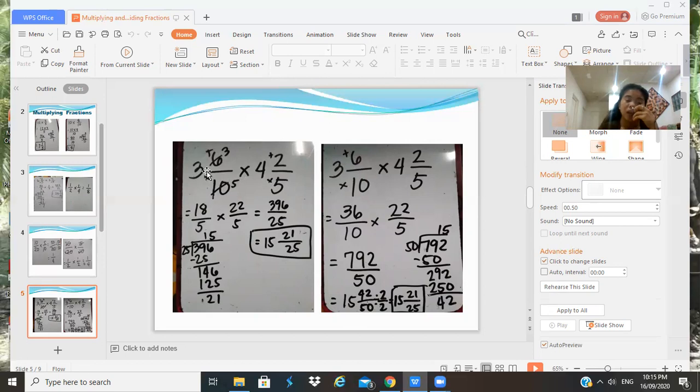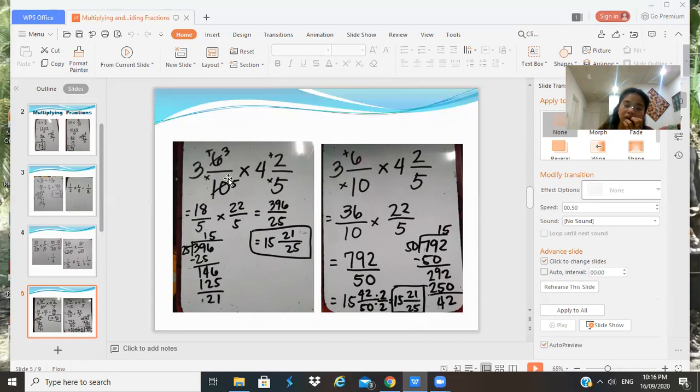Pwede na to siya nga ma-simplify, di ba? Di ba si 6 and 10 pwede ma-simplify? Si 6 ma-divide og 2 and 10 ma-divide og 2, di ba? So gi-simplify na to siya. Si 6 divide 2 kay 3 na lang, then 10 divide 2 is 5. Now, nanatay 3 and 3/5, di ba?